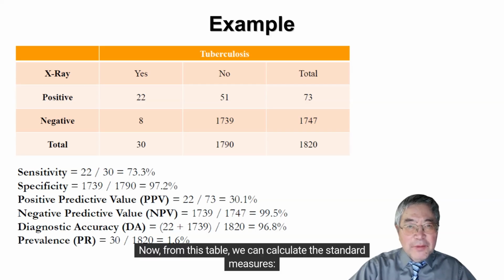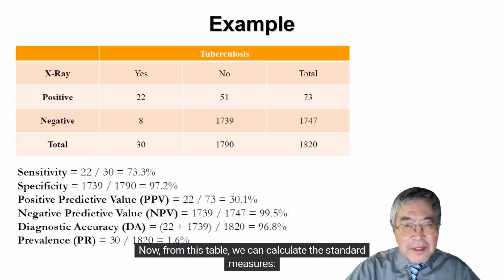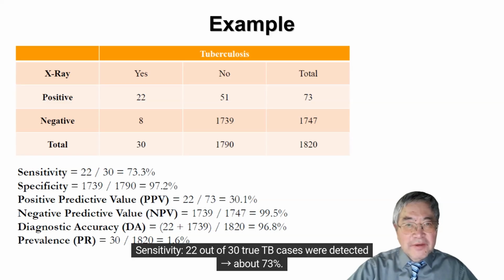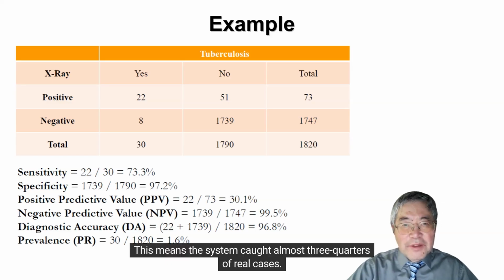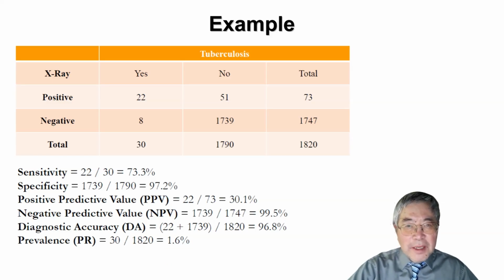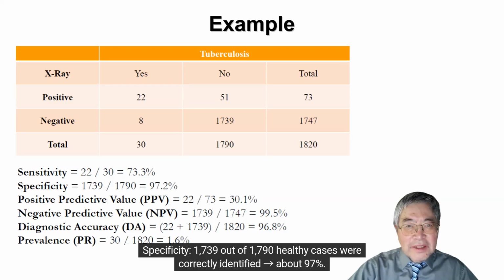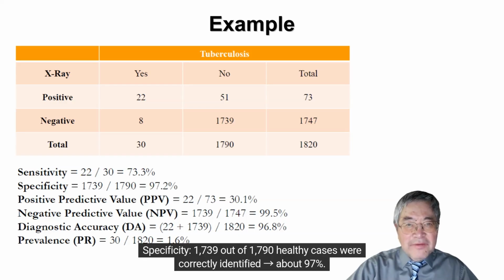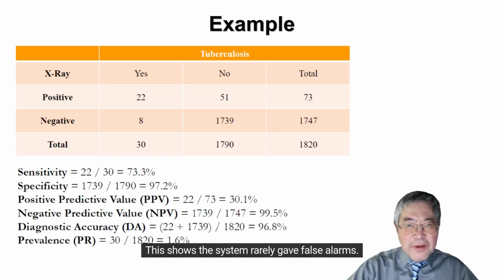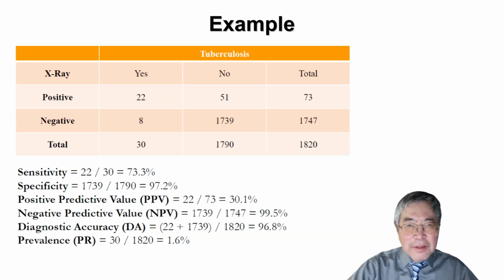Now, from this table, we can calculate the standard measures. Sensitivity: 22 out of 30 true TB cases were detected, about 73%. This means the system caught almost three quarters of real cases. Specificity: 1,739 out of 1,790 healthy cases were correctly identified, about 97%. This shows the system rarely gave false alarms.